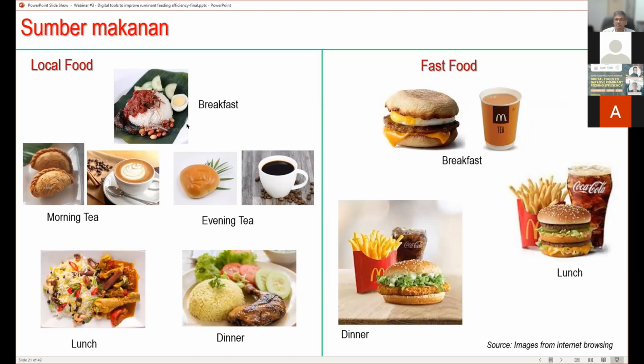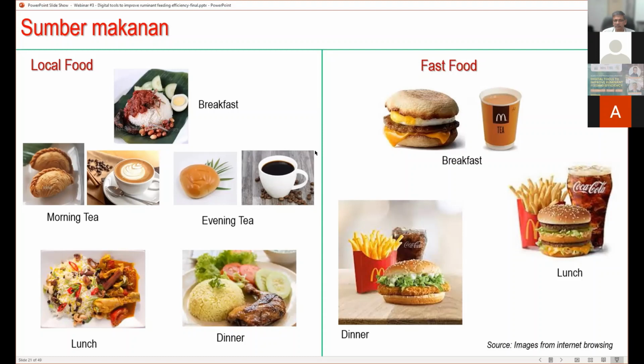So for example, local food, dia makan breakfast nasi lemak. And then morning dia minum teh, makan kari pap dengan kopi. Lepas tu petang dia makan bun dengan kopi. Then lunch dia ambil nasi biryani. And then dinner dia makan nasi ayam. This is local food. Ada lagi seorang pula dia makan fast food. Breakfast, dia makan McMuffin. And then dia tak ambil morning tea dengan evening tea, dia just ambil lunch, Big Mac. And then dinner is what we call Mexican, with all the drinks and the fries.